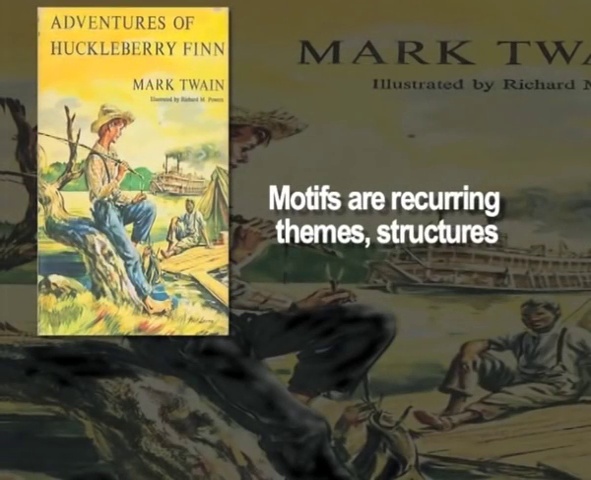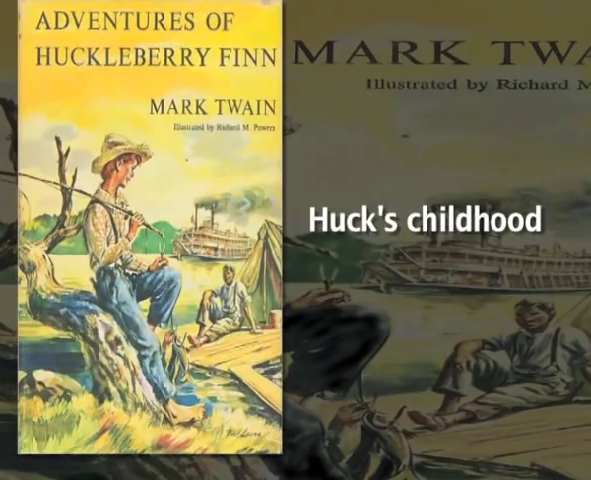Motifs are actually recurring themes and structures that occur in this novel. The first one is Huck's childhood. Now, Huck is a young boy. It is possible for him to change because it is an age and the time when things can be impressed on his mind. He is open-minded about anything that comes to him, and therefore his opinions towards Jim, towards the society, change according to the adventures and according to the experiences that he faces as the novel progresses.